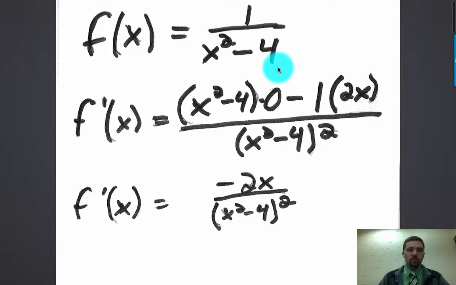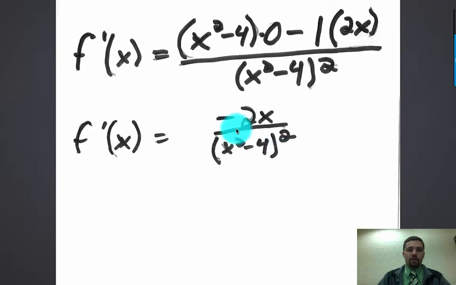So to find the first derivative, I just use the quotient rule. So bottom times the derivative of the top minus the top times the derivative of the bottom divided by the bottom squared, and that simplifies to be negative 2x over x squared minus 4 quantity squared. So that's your first derivative.